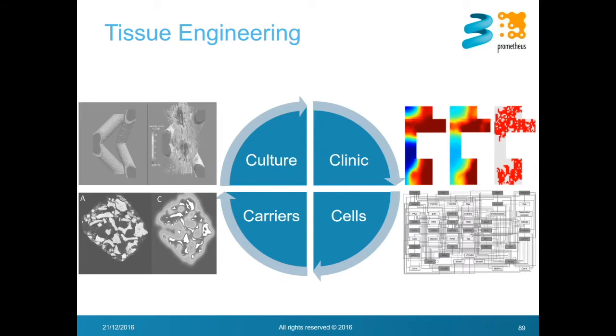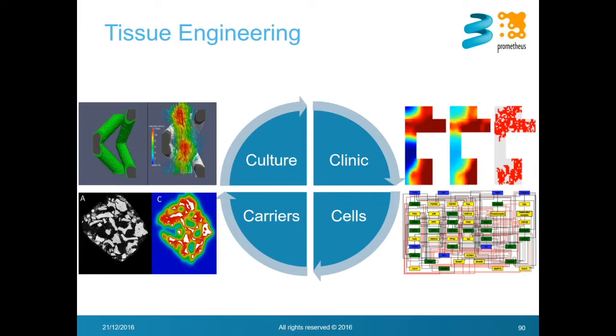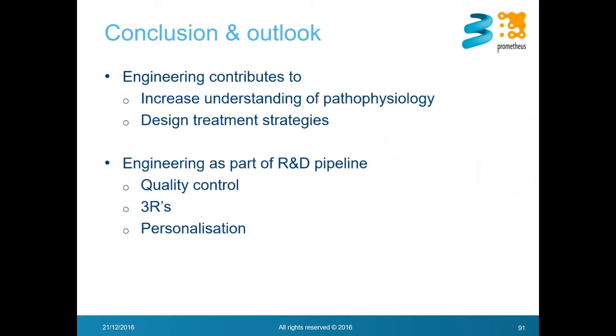Okay, that concludes the 4 examples, and I don't have very long conclusions, just a few more remarks that I would like to make at the end. So what I've tried to show you is how we develop different modeling tools to contribute to the whole process of tissue engineering, be it the cells, the carriers, the culture, or the in vivo part.